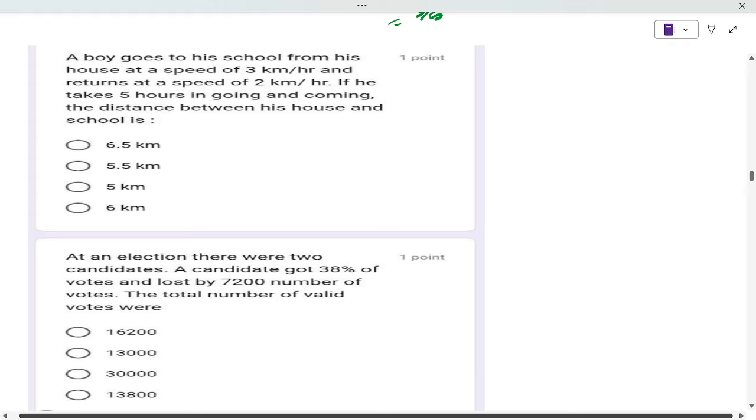Next one is from time, speed and distance. A boy goes to school from his house at a speed of 3 km per hour and returns at a speed of 2 km per hour. So let's say the distance between house and school is x kilometers. While going the speed is 3 km per hour and while returning it is 2 km per hour. The total time is 5 hours. That means time of going plus time of coming is 5 hours.